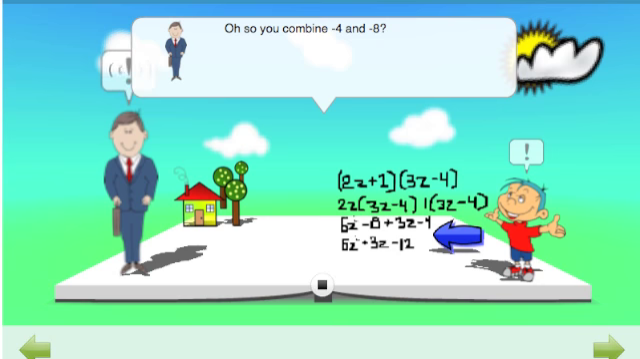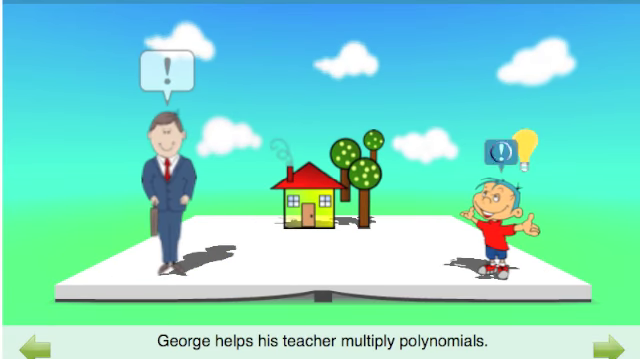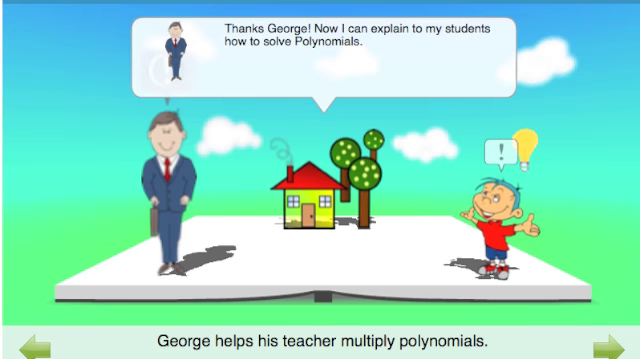Oh, so you combine -4 and -a. Thank you, Judge. Now I can explain to my class how to solve polynomials.